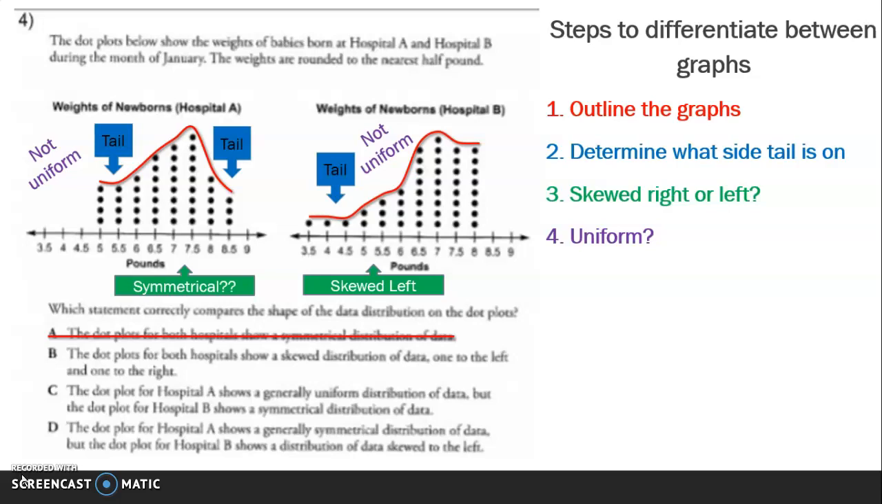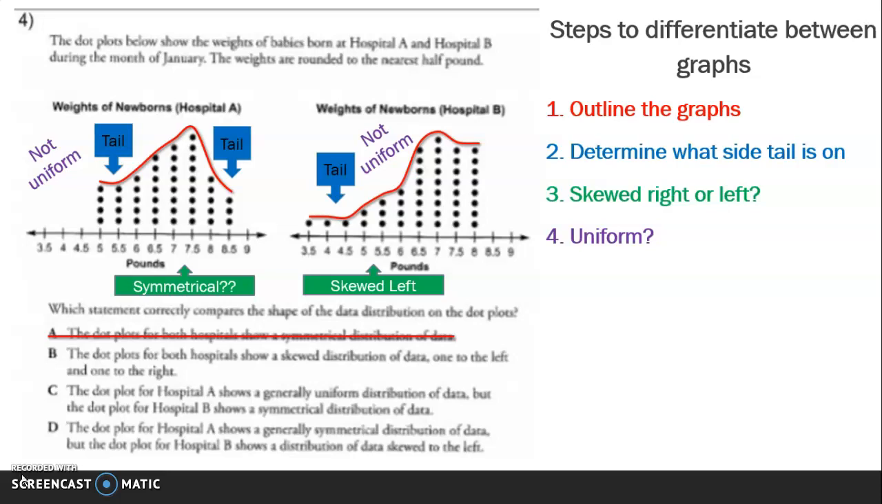B says that the dot plots for both hospitals show a skewed distribution of data, one to the left and one to the right. As we notice, that can't be possible because we only have a skewed left for the right one, and we have somewhat of a symmetrical distribution for graph A. So that can't be B either.